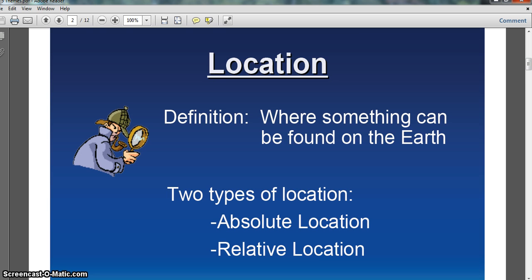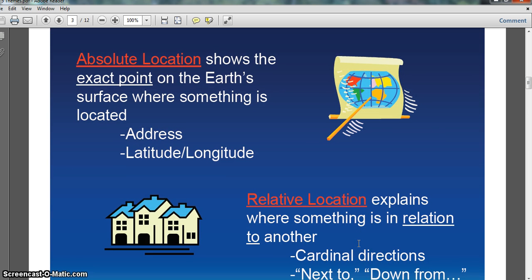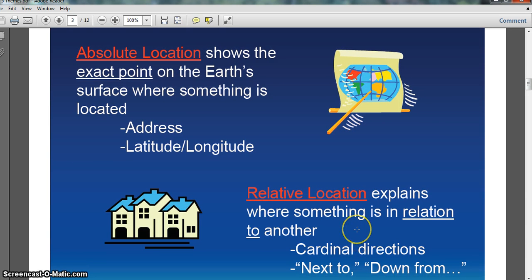Location. Location is your first theme. The definition of location is where a place can be found on Earth. That is its location. There are 2 types of location, absolute and relative. Let's talk about the difference between the 2. Absolute location shows the exact location of a place on the Earth's surface, where it is exactly located, the exact point. This could be an address or latitude and longitude coordinates.